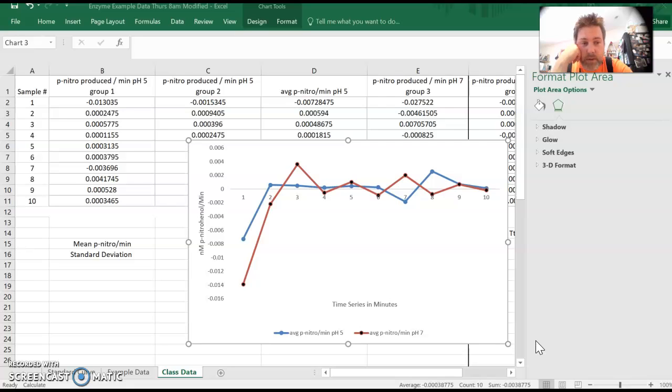All right, so that's enough for now. And so what we're going to do is I will post another video and we will talk about your averages and standard deviations and setting up one more graph. All right, so I'll see you guys in a little bit.